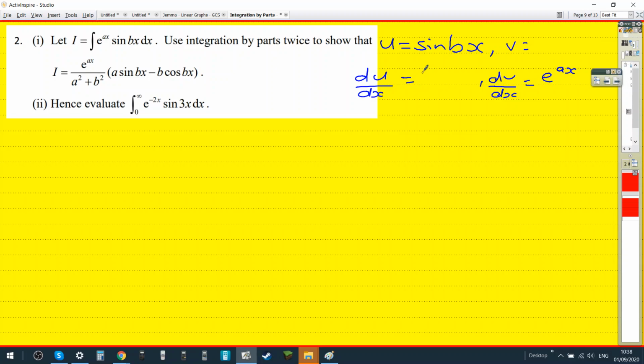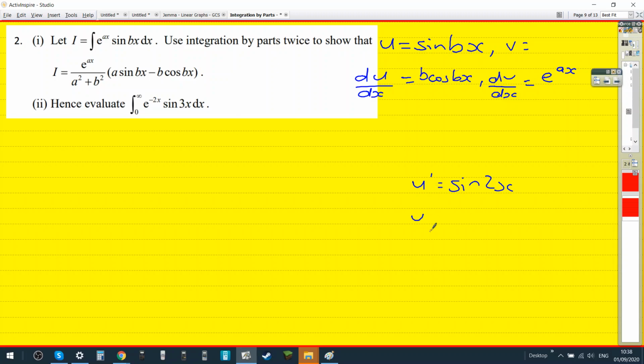Oh, is that just 1 over b minus cos bx? So, is it not just b cos bx? I don't know. What I'm thinking is, what is the integral of the other one? Well, the integral of cos bx. No, the integral of e to the x. What is the derivative of sine 2x? How do you differentiate that?